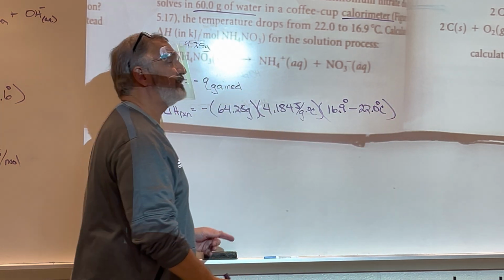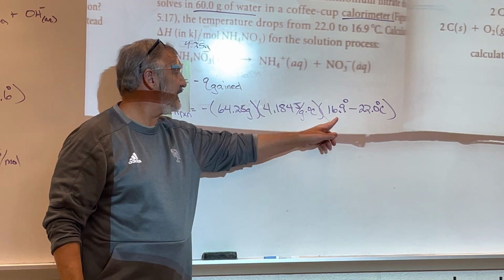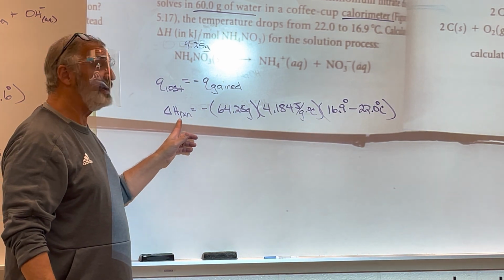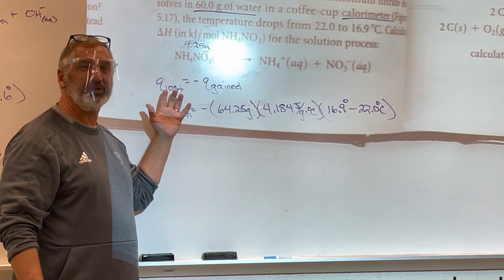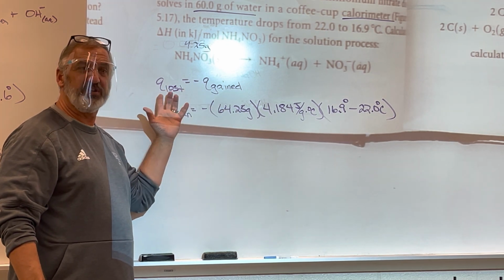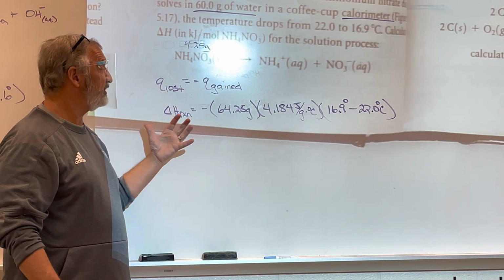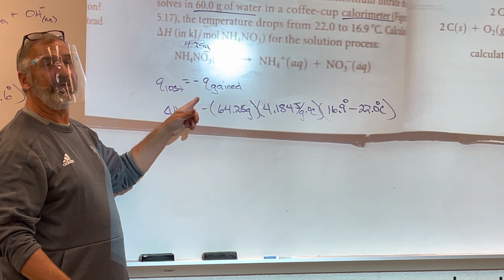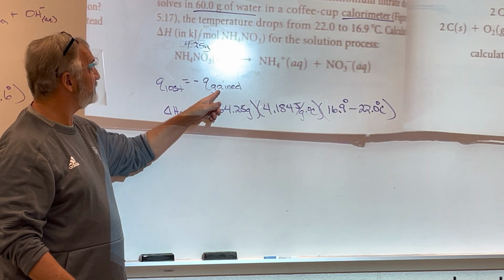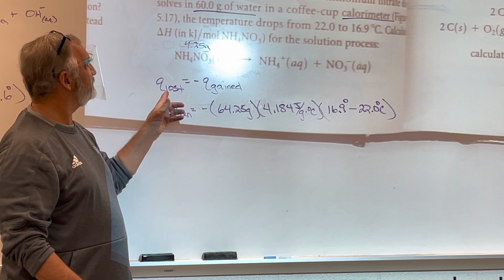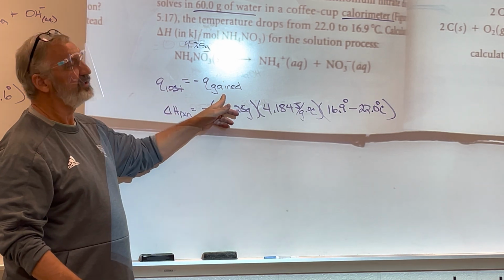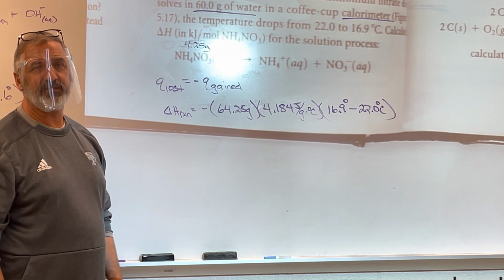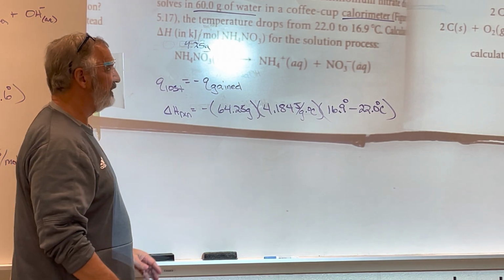So the delta T turns out to be negative. This negative and this negative make it a positive. So the delta H of the reaction is positive. That's why it doesn't really matter which one you call lost or gained. They're just the negative of each other, and so you can put it in either way. Technically, the water is losing heat in this case, because the reaction is taking it in. But again, Q lost equals negative Q gained works no matter what, endo or exo.